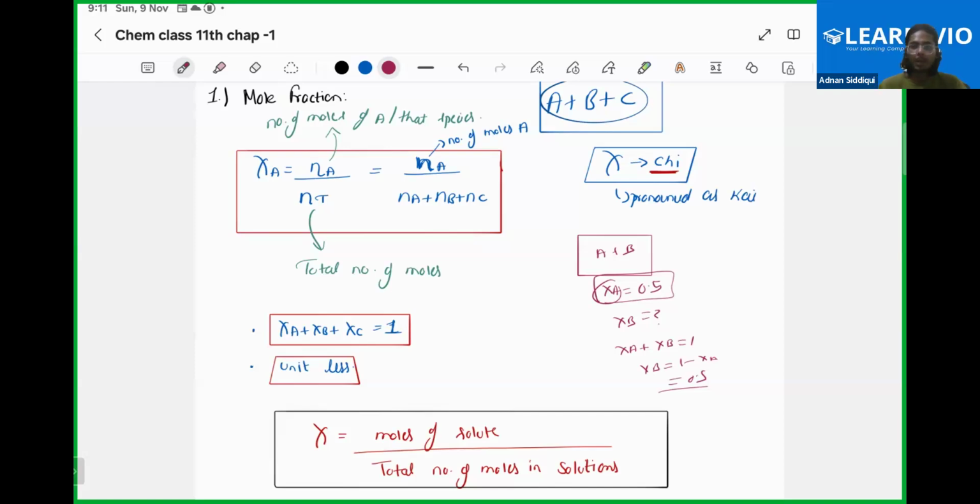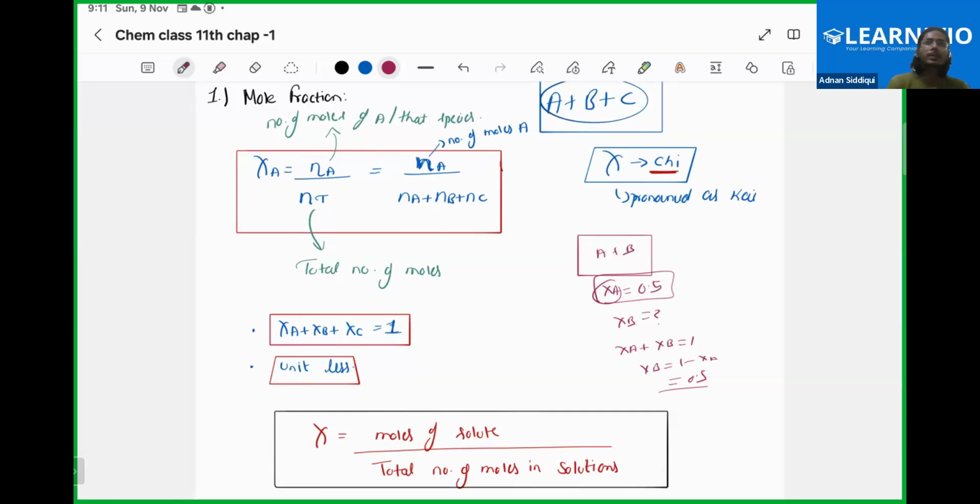And what is one important property of mole fraction? That the sum of all the species is always going to be equal to 1. This formula is only used for finding the first one. The second one we can find with this: A plus B plus C is equal to 1, like that we can find.